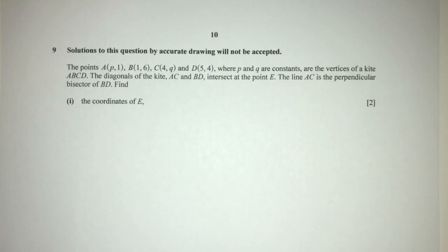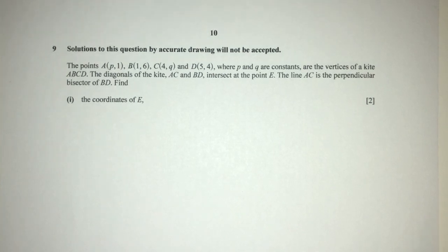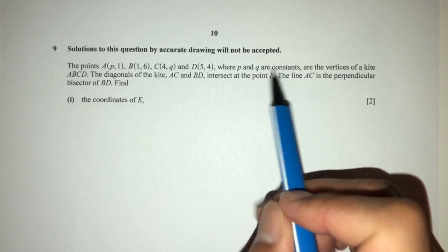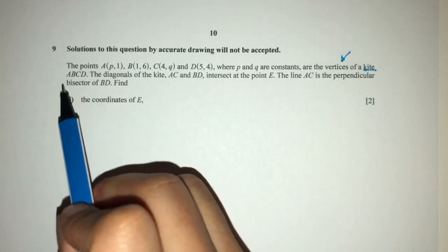Okay, so let's move on to question number 9. Solutions to this question by drawing will not be accepted. So basically you have to show all your calculations step by step to get your full marks. So here we have the points A, B, C, and D, where p and q are constants, which are the vertices of a kite ABCD.